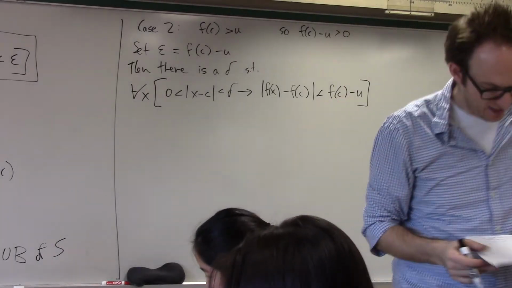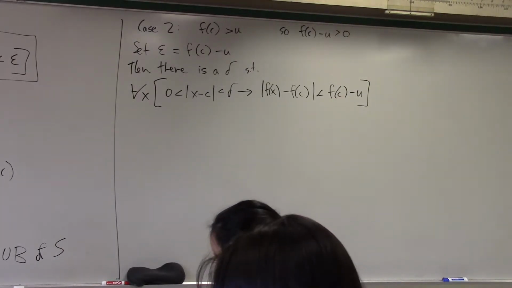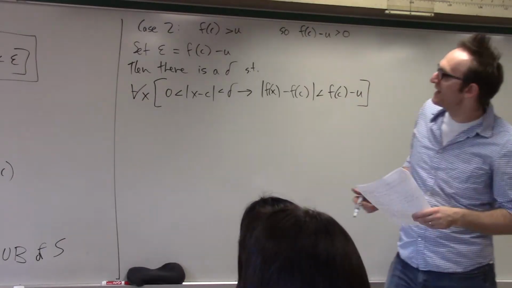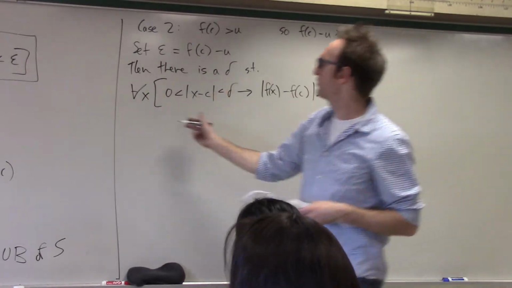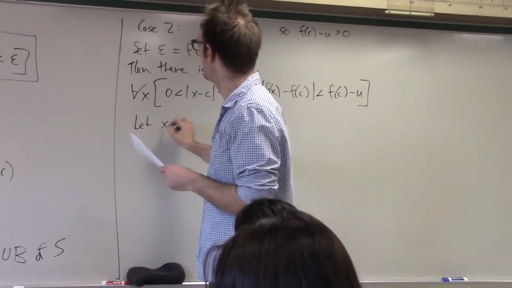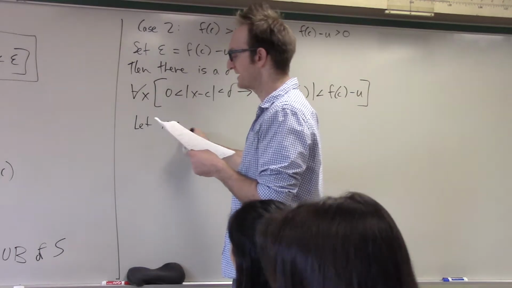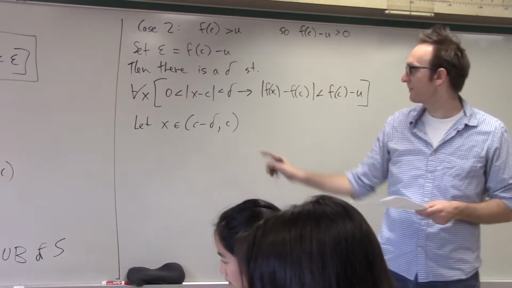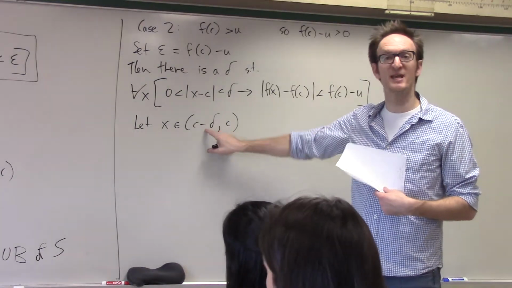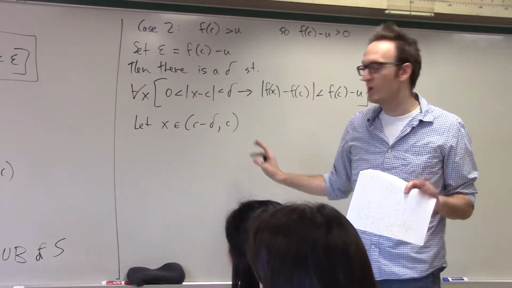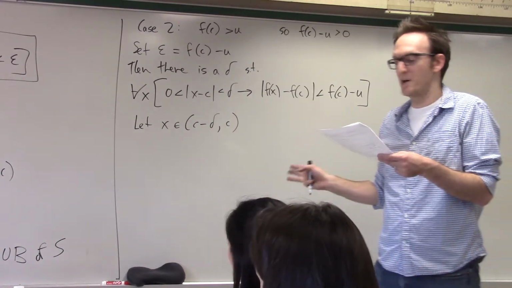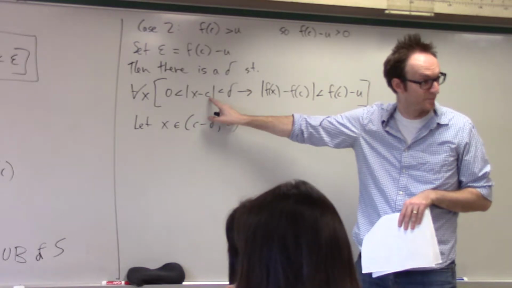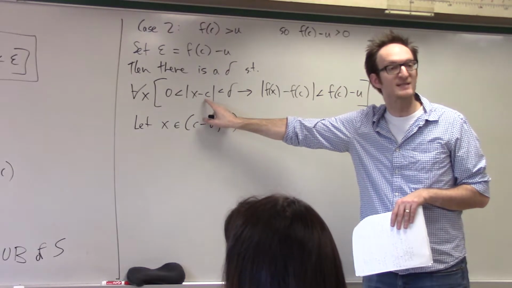Now I think this is the most elegant way to do it, but it's a little bit long. What I want to do is consider any x value. So let x be some x value on the interval c minus delta to c. I'm going to go within delta of c, but on the left-hand side only. Skipping a couple steps, this x value certainly satisfies this conditional, so it satisfies the antecedent.